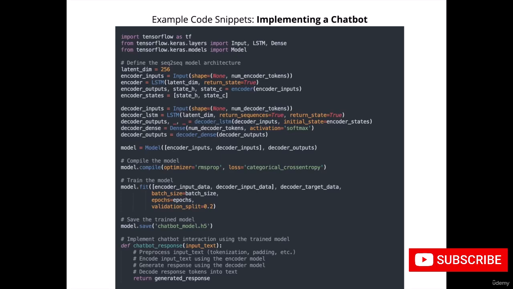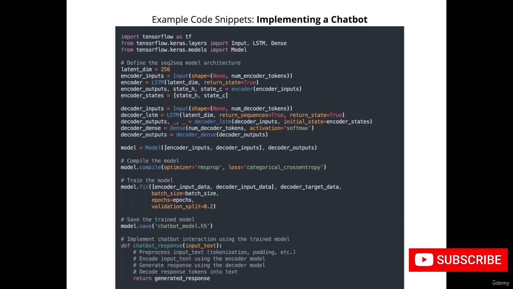Here is a code snippet of how to do this. So first, let's import TensorFlow. Next, we are importing Input, LSTM, and Dense layers from Keras layers. Then we are importing Model from Keras models. Next, define the sequence to sequence model architecture. We'll create a variable called latent_dim and assign it the value 256.